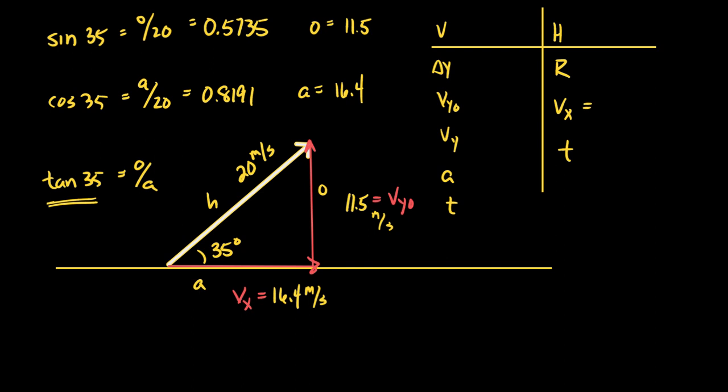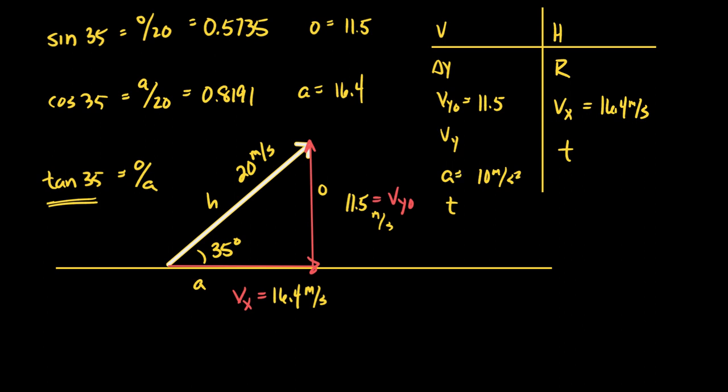I put the 16.4 here. Walked around and saw a lot of people put 20 there. And it's a very common mistake, but no, the 20 is at an angle. Part of this velocity is horizontal, part of this velocity is vertical. Vy in the vertical direction is going to be 11.5. Gravity is going to be 10 meters per second squared. Remember, this is still a problem.